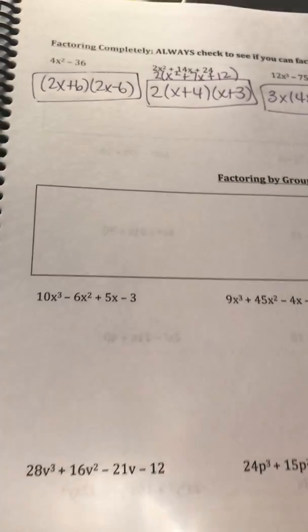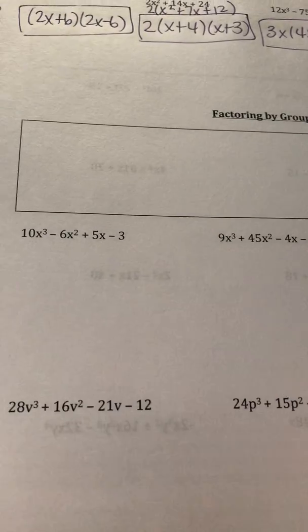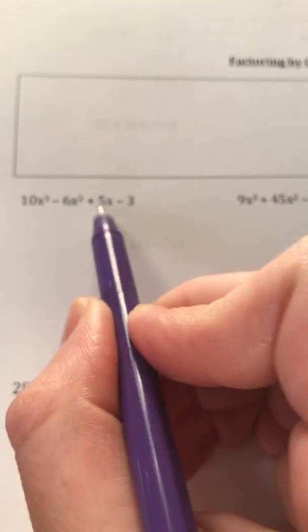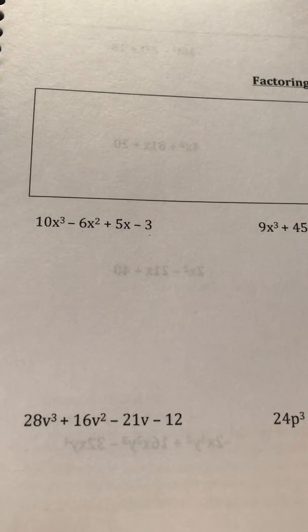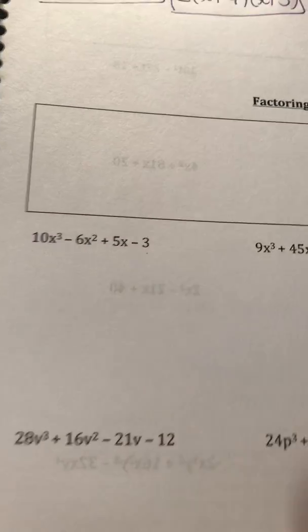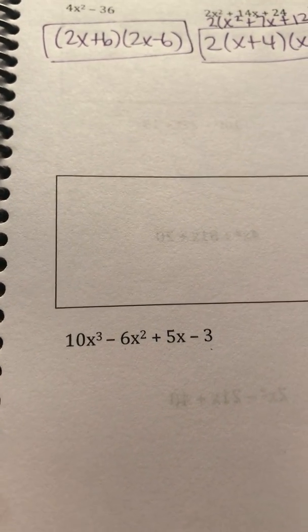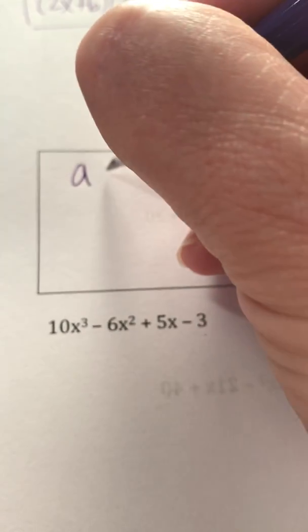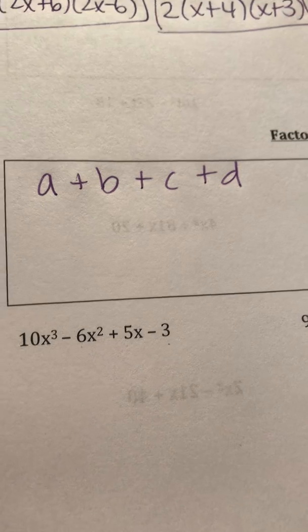Okay. All right. So factoring by grouping. Now, when we're looking at factoring by grouping, anytime that you see a polynomial that has 4 terms, you know you're going to use factoring by grouping. Okay. So if there's 4 terms, you will use factoring by grouping. All right. Now, when we factor with grouping, here's what we have. We have A, let me write this, plus B plus C plus D. Essentially, you have 4 terms.